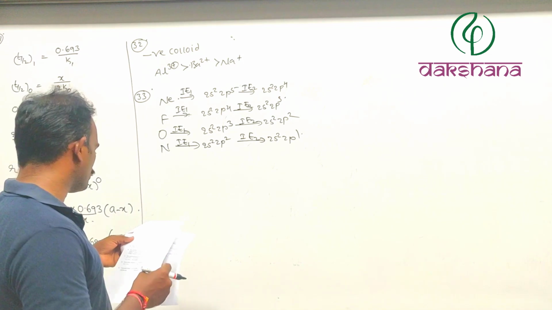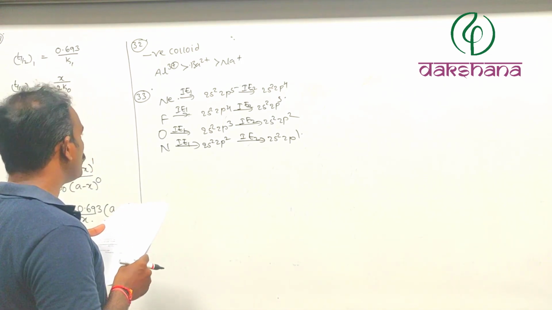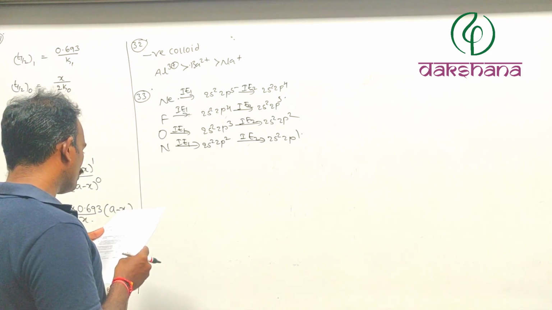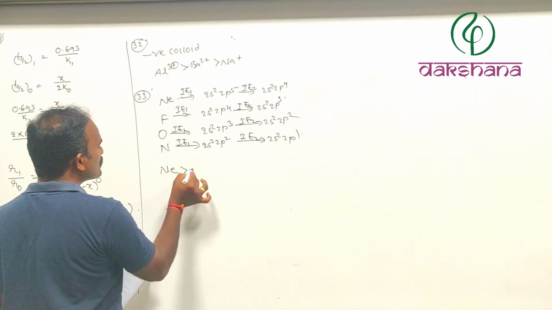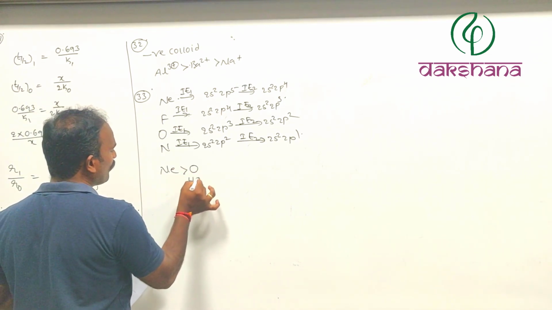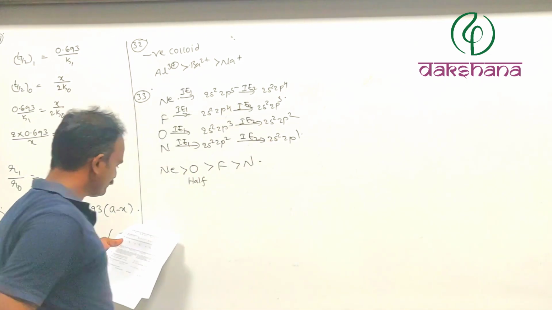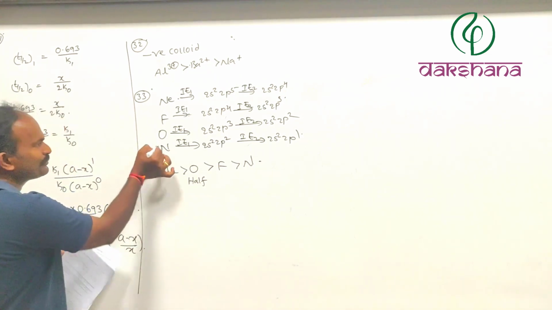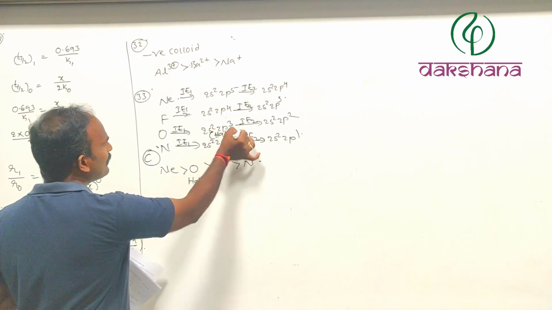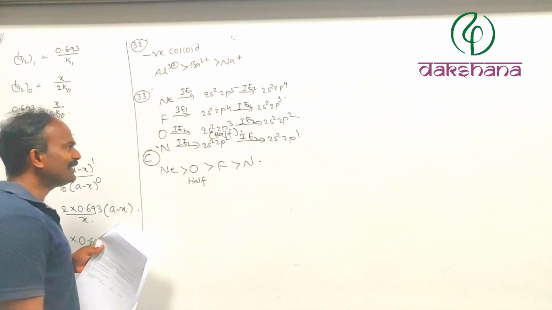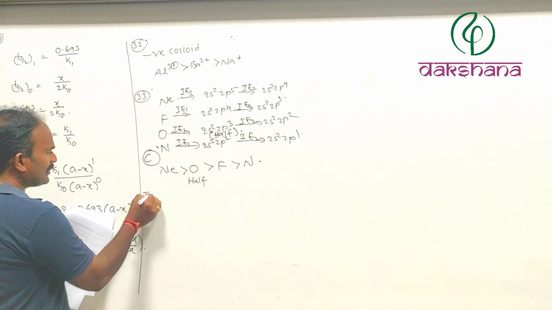The correct order for IE2 in question number 33 is going to be C: neon, oxygen, fluorine, and nitrogen. Why does oxygen come second? Because of the half-filled electronic configuration. After that fluorine, and after that nitrogen. So therefore option C. Here it has the half-filled configuration, so for IE2 it gets some advantage over fluorine. True.